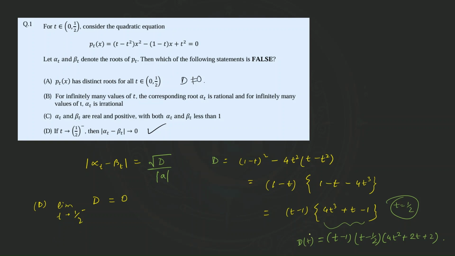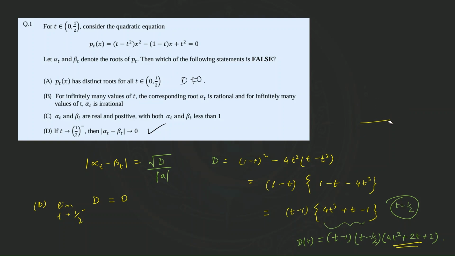So if we look into the expression for D as a function of t, we can say as t belongs to this interval (0, 1/2), this D(t) is non-zero. Why? Because t − 1 will not be 0. t = 1/2 is not there in the range of t, right? So this factor will be non-zero, and also this factor, if we carefully notice, is always positive, because 2t² + t + 1, this quadratic is always positive.